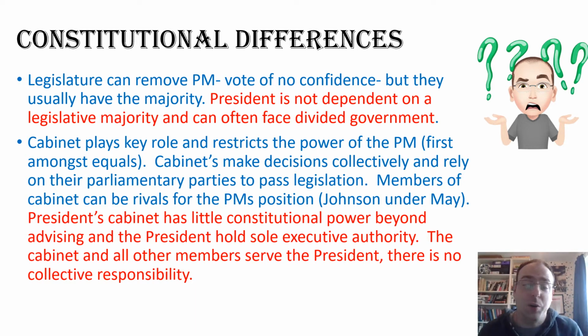The president is not dependent on a legislative majority at all, and often faces what we call divided government, when you have the president of one party and at least one of the two houses, either the House of Representatives or the Senate, being controlled by the opposite party. So, for example, from 2018 to 2020, you had a Republican president in Trump, but the House was controlled by the Democrats, and the Senate was controlled by the Republicans. So you had divided government. No party had all of them.